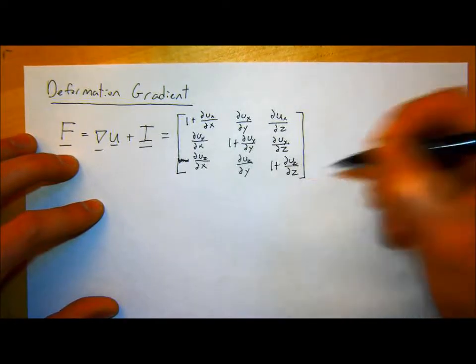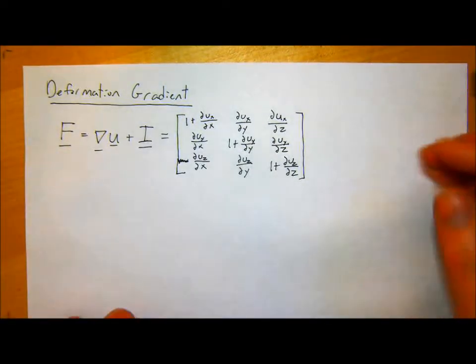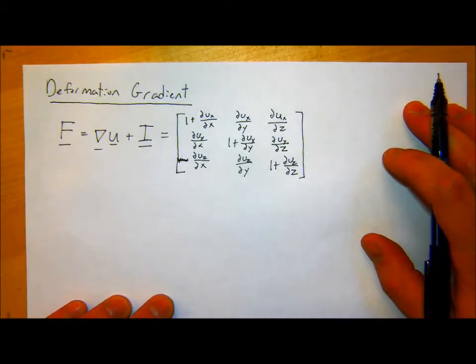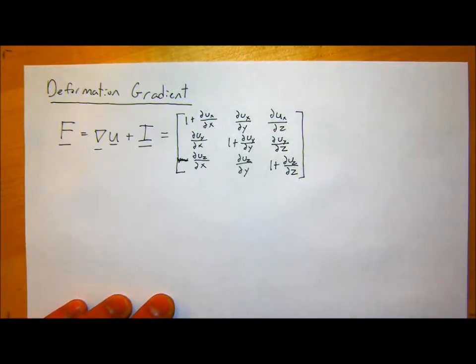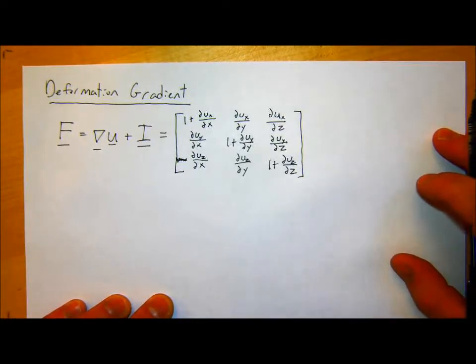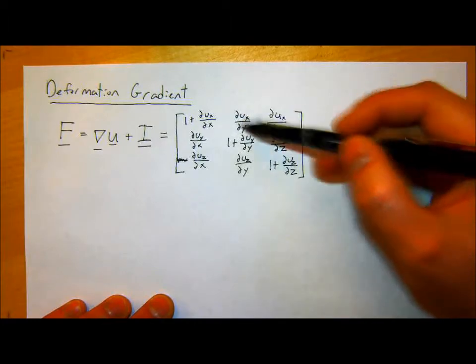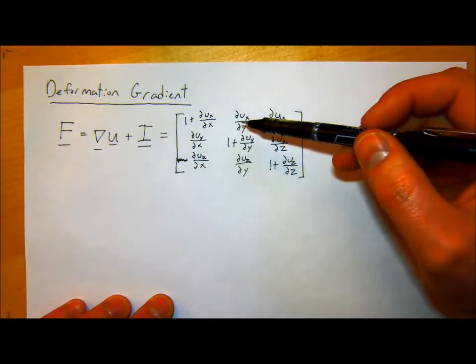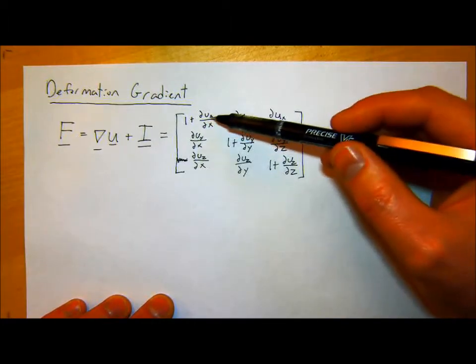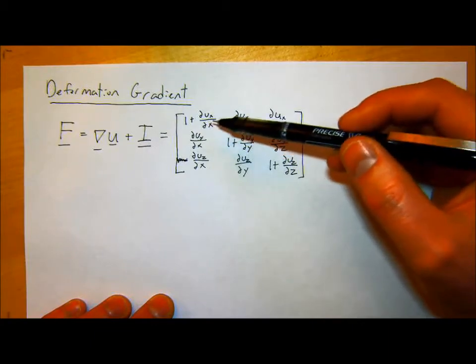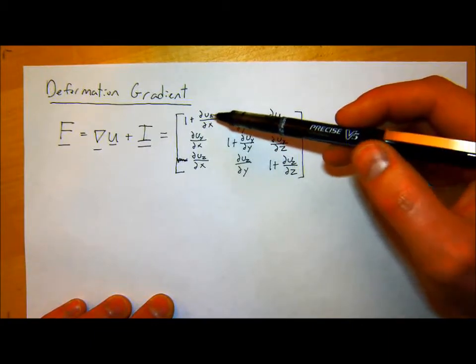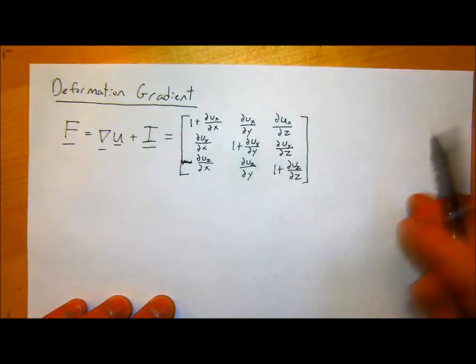So what this deformation gradient represents is basically the amount that I'm stretching a body in a given direction. So here you see this du_x/dy, which had given me my gamma on the simple shear case. Here there's a du_x/dx, which for uniaxial tension would be the strain, but I'm adding a 1 here.